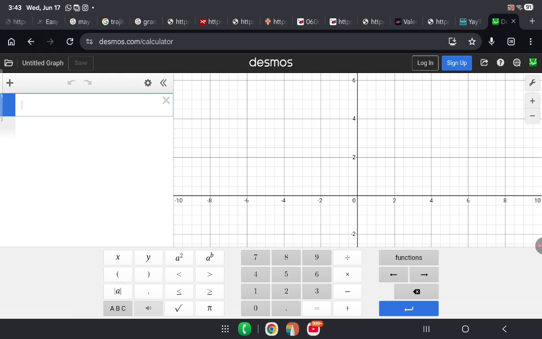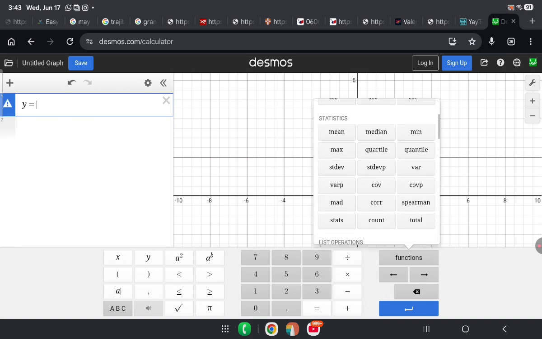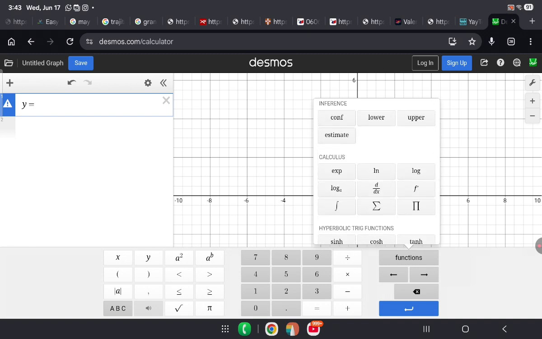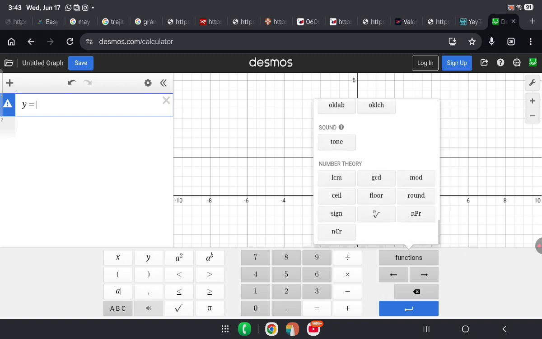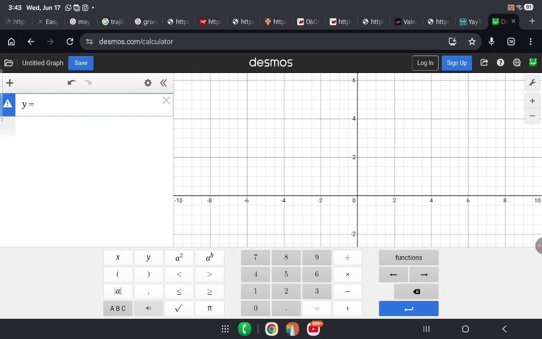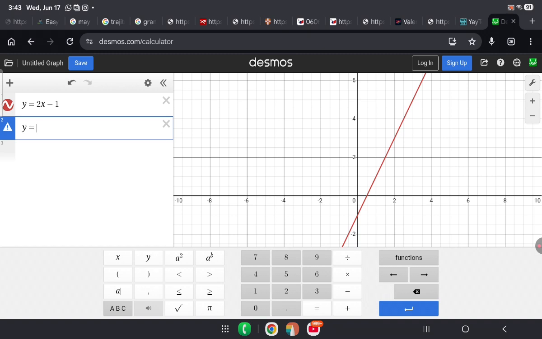So 2x minus 1 equals 2x modulus. So modulus function is usually, okay, I don't see a modulus here. So what I'm going to do is, okay, 2x minus 1, y equals 1 minus 2x, right?